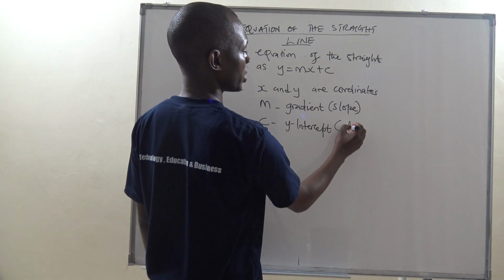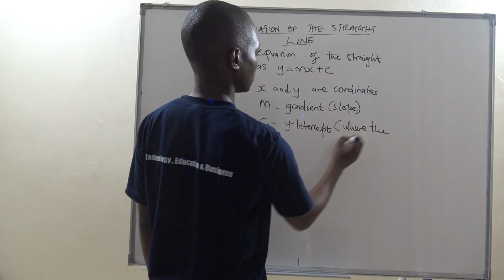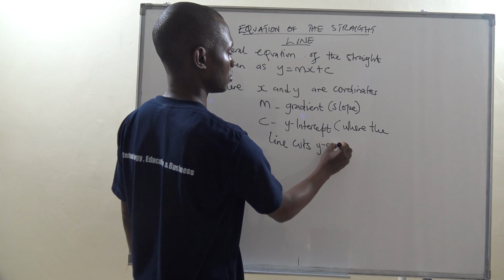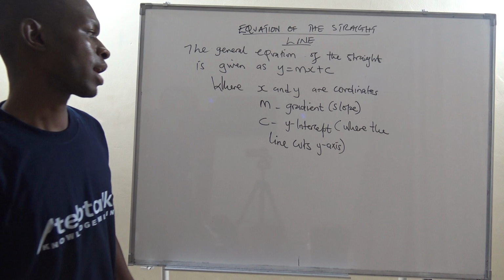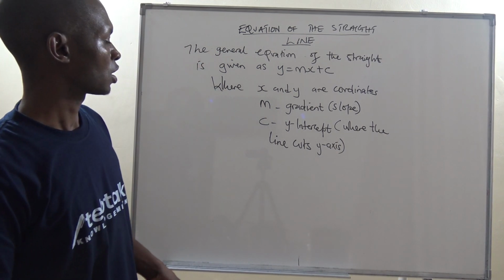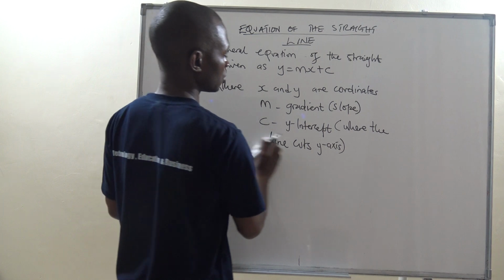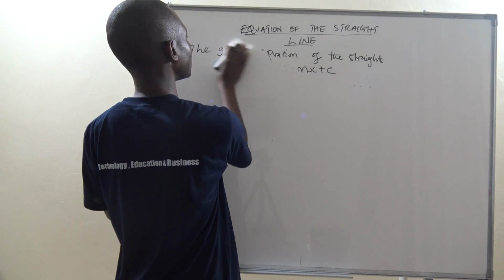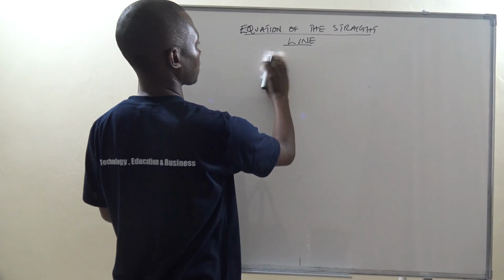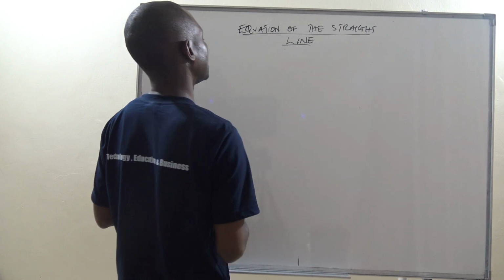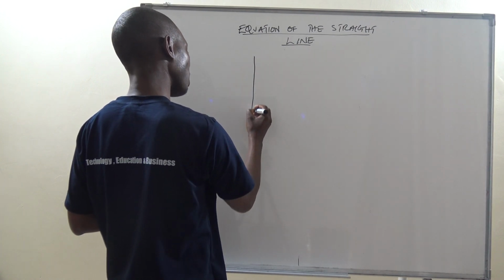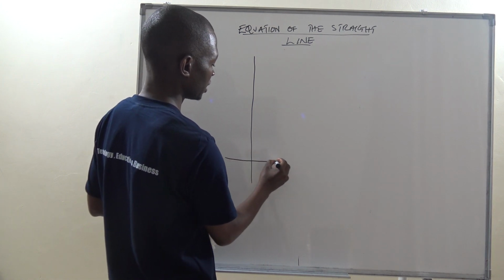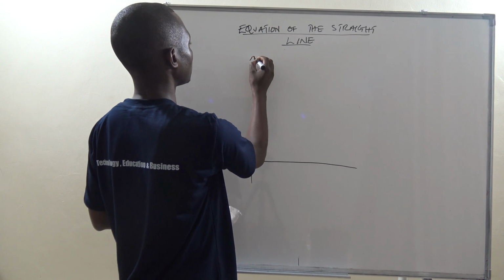Y-intercept means where the line cuts the y-axis. Now, since you know that we have got two axes, the x-axis and the y-axis, the one which is called the y-axis is the vertical one.